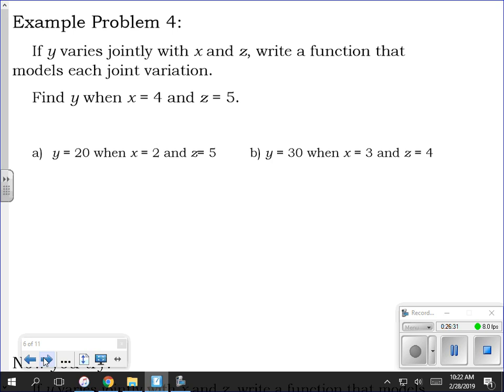But I'm varying directly with more than one variable. So y varies jointly with x and z. So that means it's direct variation with both of them. Direct variation is y divided by x. Here it's y divided by x and z. So I get y over x and z is equal to y over x times z.